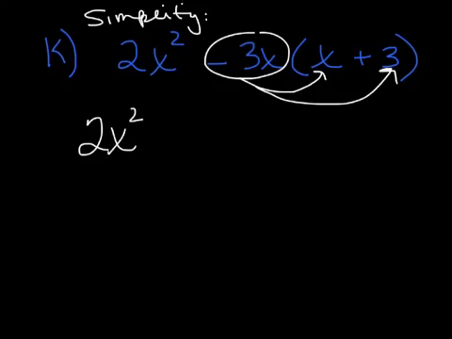Alright, and now I'm doing negative 3x times x. So I'm going to get a negative 3x squared, just like feet times feet is feet squared. X times x is going to give me an x squared. And now I'm doing the negative 3x to the 3. And that's going to get me a minus 9x. Alright, so now that I'm done distributing, I'm going back, I'm looking for like terms.